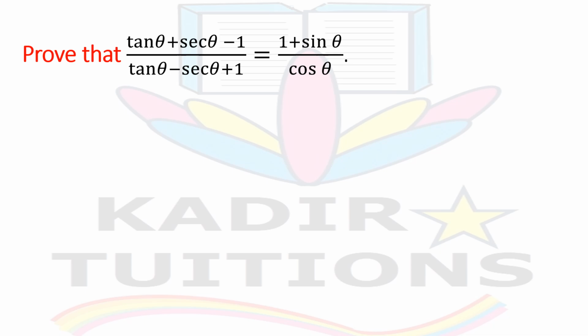Hello everyone. In this video, we are going to solve a trigonometry problem: (tan theta + secant theta - 1) divided by (tan theta - secant theta + 1). It's equivalent to (1 + sin theta) by cos theta. So how can we proceed with this problem?